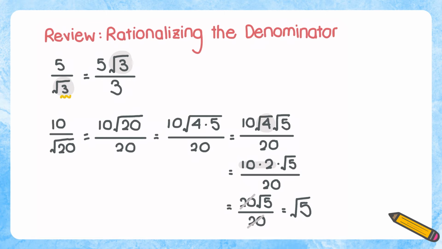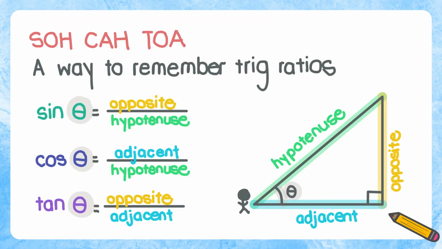So this was just a quick review about how to rationalize the denominator so that we have a better idea of how to set up trig ratios and write them in simplest radical form. In Part 2, we learned the acronym SOHCAHTOA. It's a way to remember trig ratios.